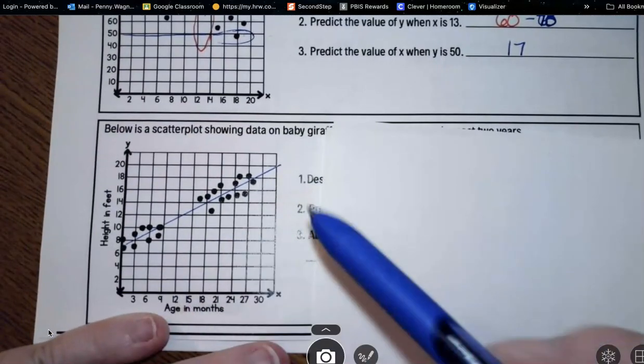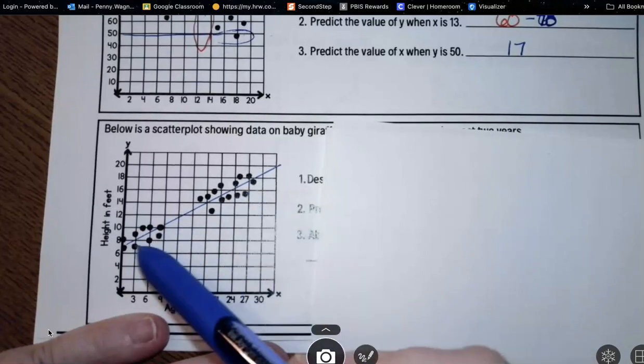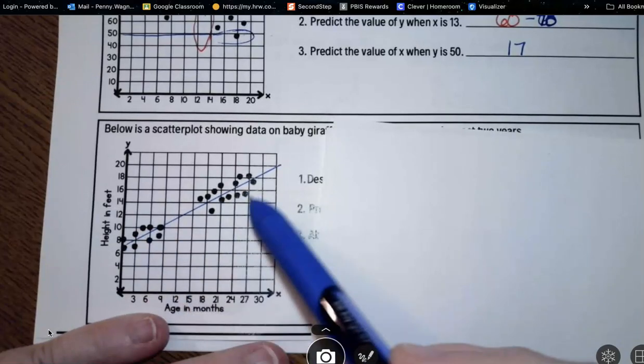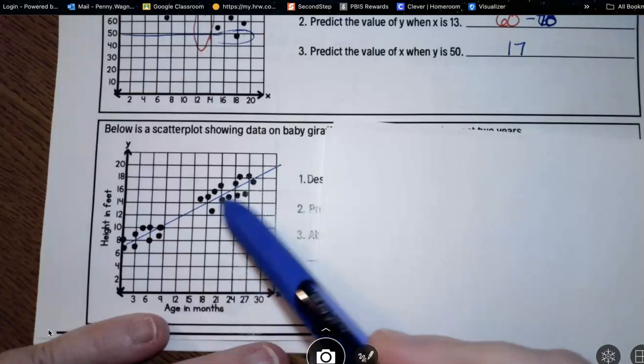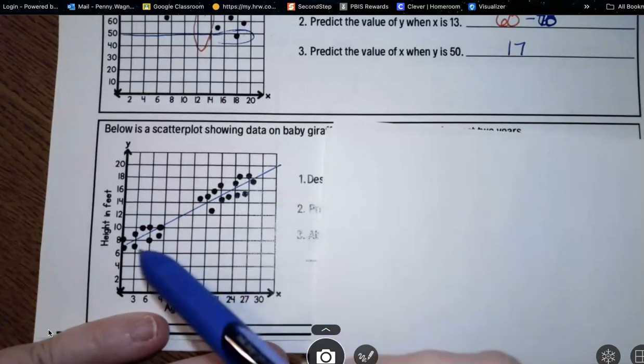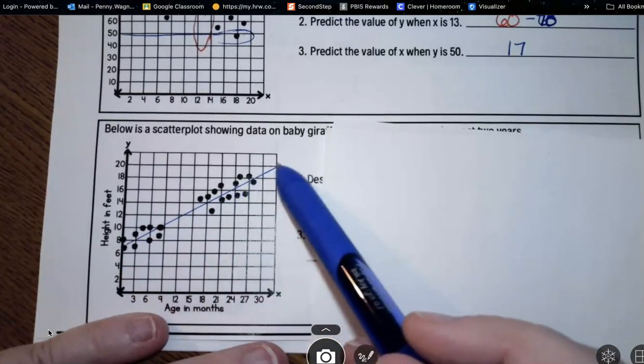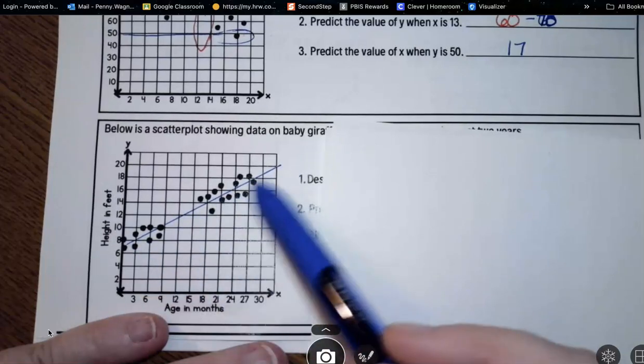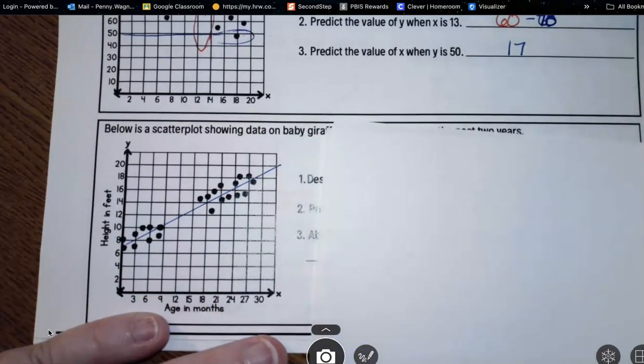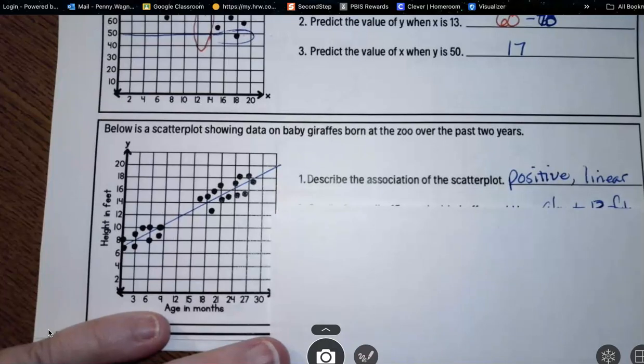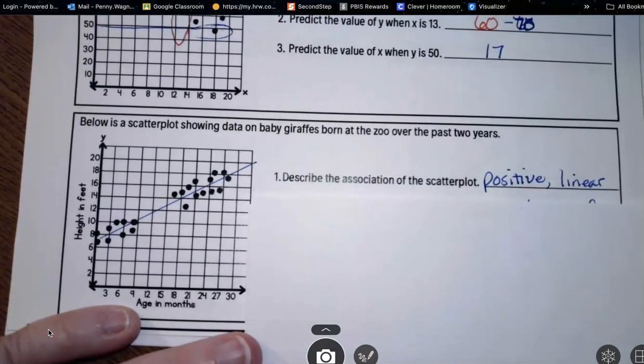Now I see my next one, and I again have two clusters. I have a smaller cluster here, and I have a larger cluster here. This is a little more elongated. I do feel like this one is linear because it does seem to cluster around a line when I drew a line through both of the clusters. So I said that it was positive and linear.